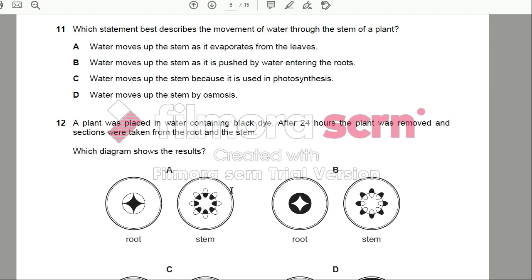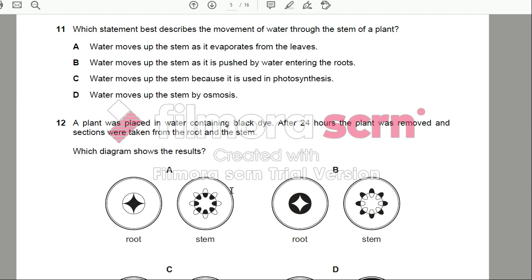Which statement best describes the movement of water through the stem of a plant? So you must be very clear about the movement of water. Actually, we are having two different regions for the movement of water. First is when water moves from soil into the root hairs. Over there the process that will be involved is osmosis. But when water is moving through the stem towards the leaves, over there different forces are involved, like transpiration pull, root pressure, cohesive and adhesive forces.